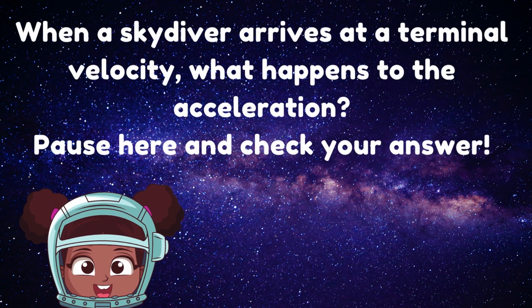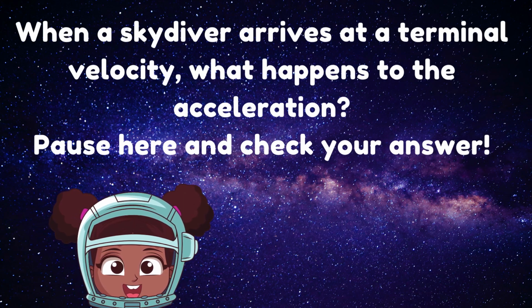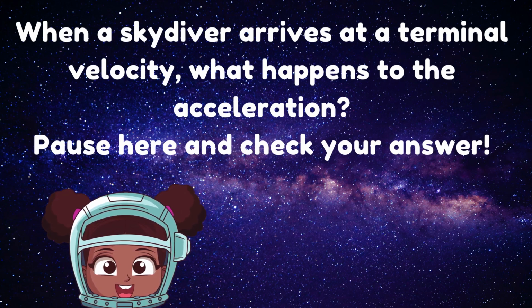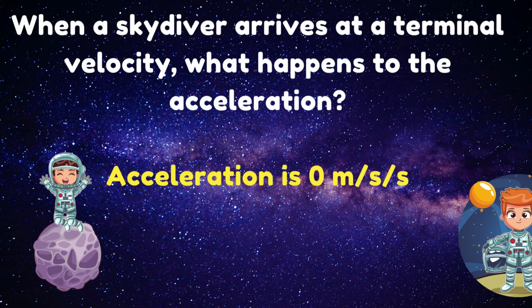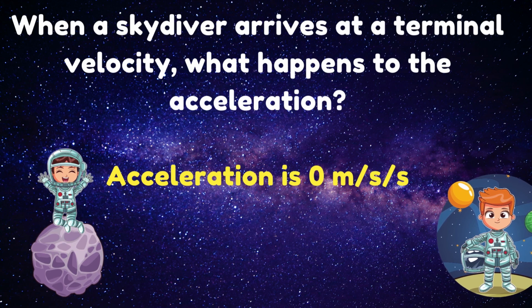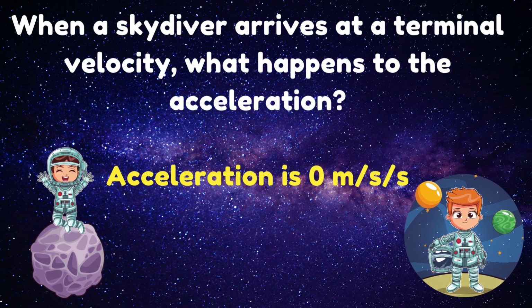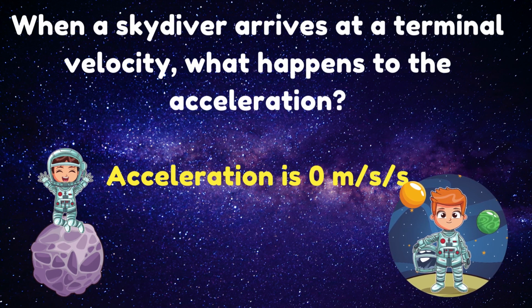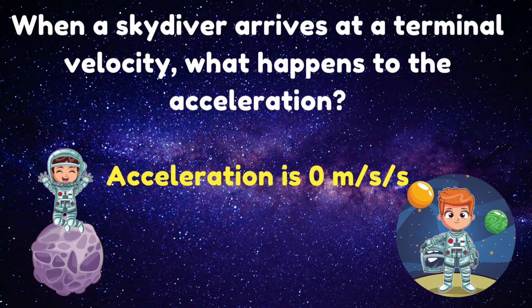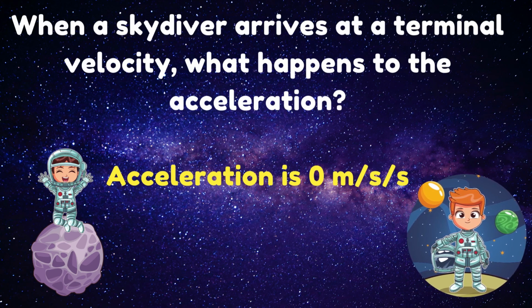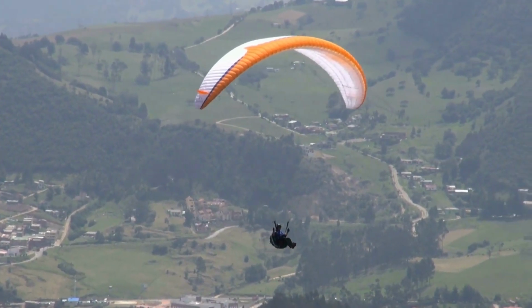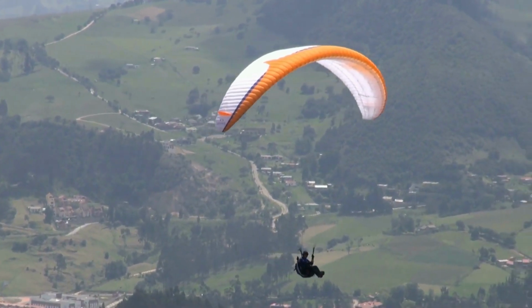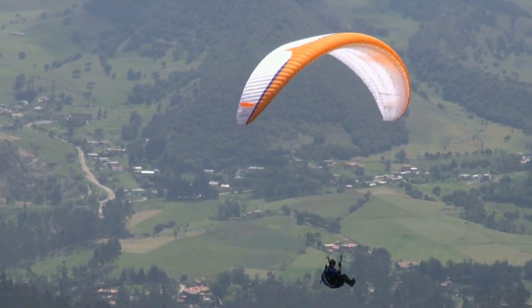When a skydiver arrives at a terminal velocity, what happens to the acceleration? Pause here and check your answer. Terminal velocity means constant velocity. The skydiver attains terminal velocity when the upward air resistance and downward gravity force become equal. So, net force is 0 newtons and acceleration is 0 meters per second squared. The skydiver moves downward at a steady pace.